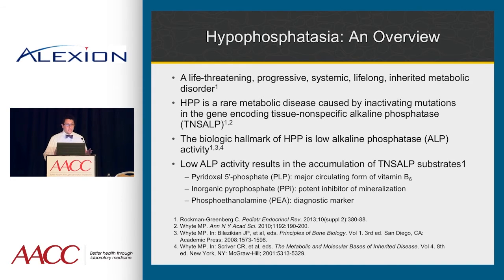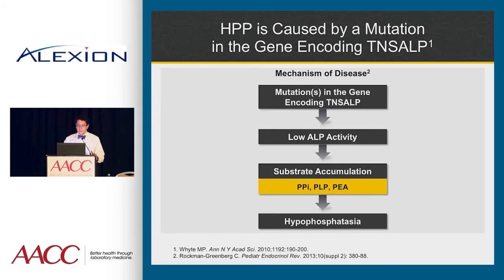So, like I reviewed before, the mechanism is fairly simple. There's a mutation in the gene encoding tissue nonspecific alkaline phosphatase. I won't go into a lot of the genotype-phenotype correlations, but therefore you have a low alkaline phosphatase, and the hallmark of the disease is low alk phos when you measure it in the serum. You see the substrate accumulation. I'll explain how these substrates build up, and this leads to the clinical spectrum, this systemic disease of hypophosphatasia.